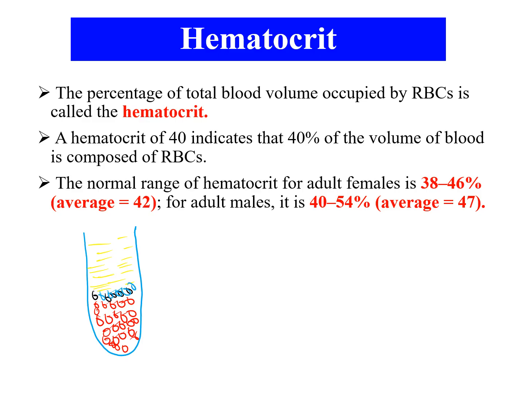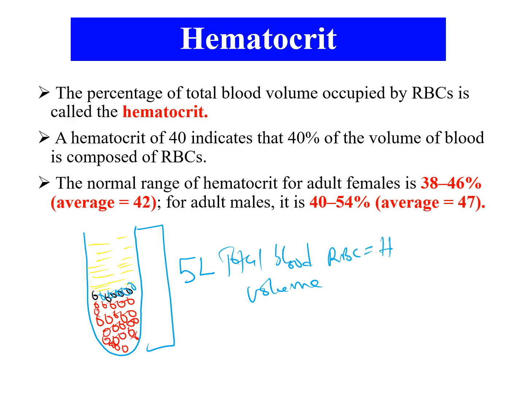Supposing this whole blood volume is 5 liters, the percentage of these 5 liters of total blood volume that is occupied by the red blood cells is known as the hematocrit. What this means is that if the hematocrit is 40%, then 40% of these 5 liters of blood are red blood cells. The other percentage will be the plasma and the Buffy coat.